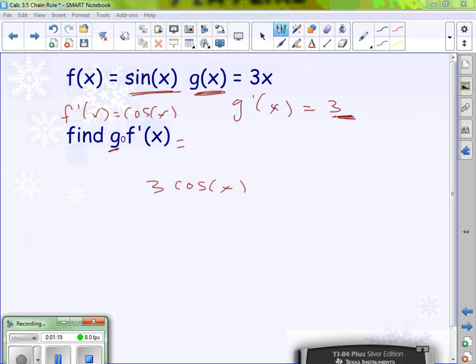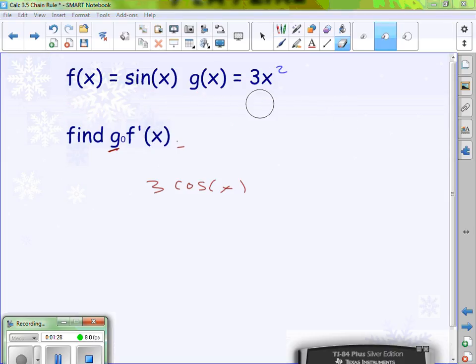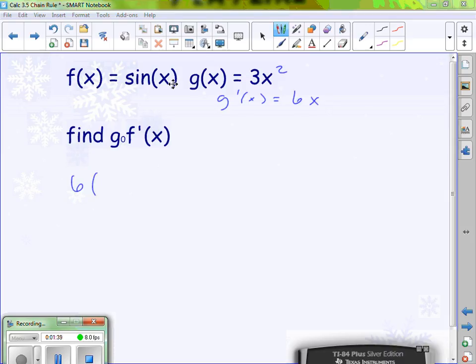If this was an x squared, the derivative of g is 6x. So you have 6 times, I put this in for x, sine of x. Then I take the derivative, cosine, and then cosine of x.